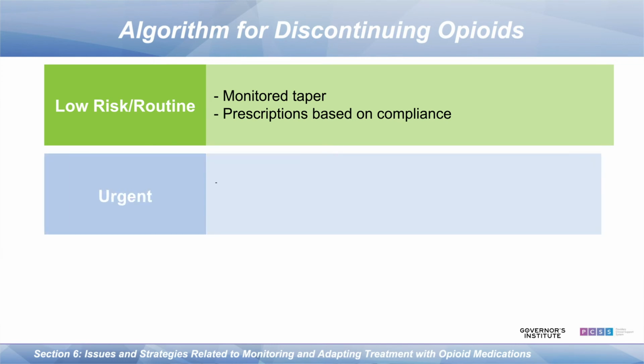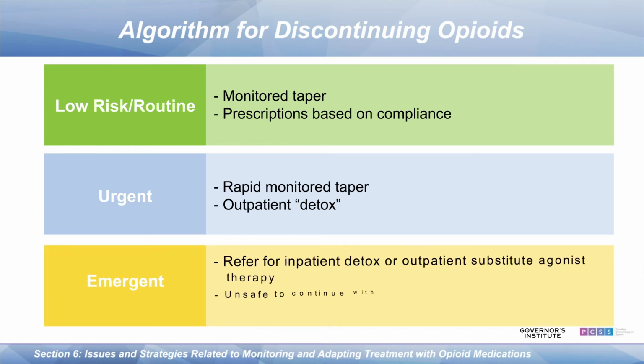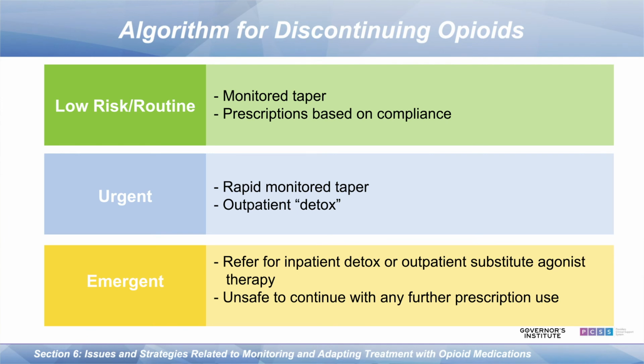Serious concerns about safety related to the individual's pattern of misuse, their ability to successfully comply, may result in the need for more structured, more rapid tapers, or even discontinuing the opioid acutely and treating the patient with outpatient withdrawal protocols. When concerns for safety are highest and evidence of addictive behavior is clearest, it is appropriate to refer directly for inpatient detox or substitute opiate agonist therapy.